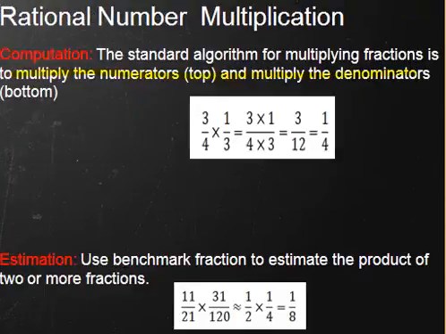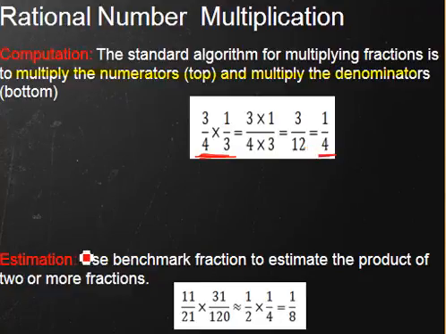In order to multiply or divide fractions, we have rules as well. To multiply, we're going to multiply the numerators and multiply the denominators. Therefore, 3/4 times 1/3 is the same as 3 times 1 divided by 4 times 3, which is 3/12, which can be reduced to 1/4.